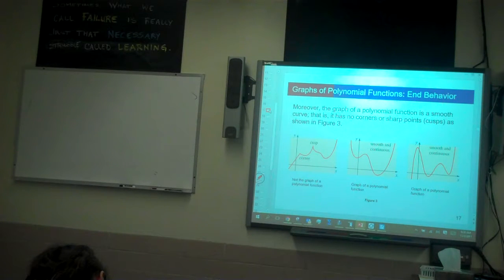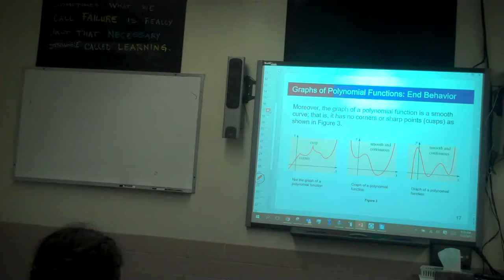The other two, they are polynomials. They're continuous. You can trace them left to right and not have to lift your pencil, right? And they are smooth. Okay? Now, that does not mean that every single function that you see that is smooth and continuous is a polynomial. Does that make sense? Okay?